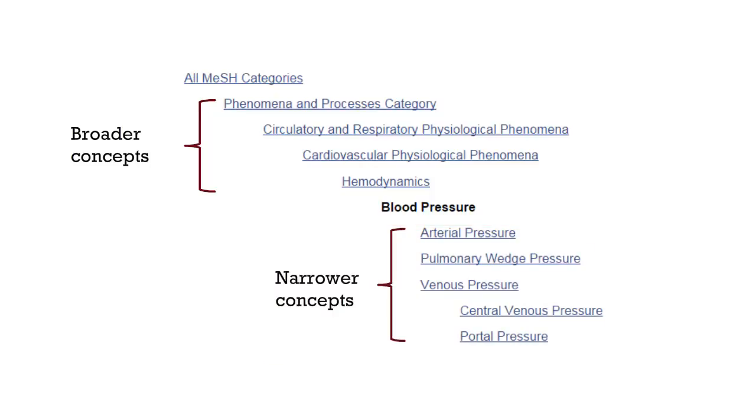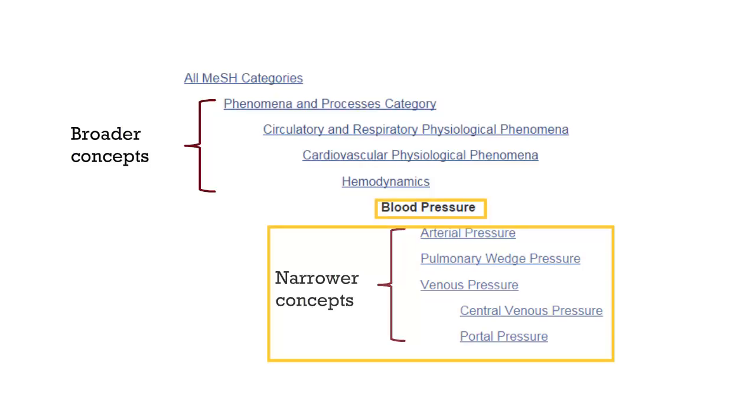Usually when we search with a subject heading, we want to include the heading we are searching for, along with any of the narrower concepts. If we search with blood pressure, it will bring back results that have been indexed with that term or any of the narrower concepts like arterial or venous pressure.